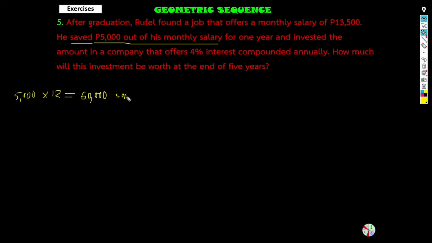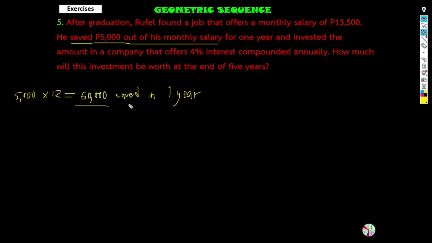60,000 pesos saved, in 1 year only. And then he invested this saving of 60,000 in a company that offers 4% interest compounded annually. So, how much will this investment be worth at the end of 5 years?